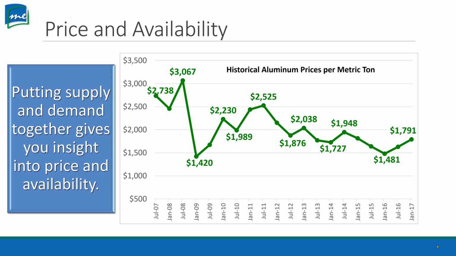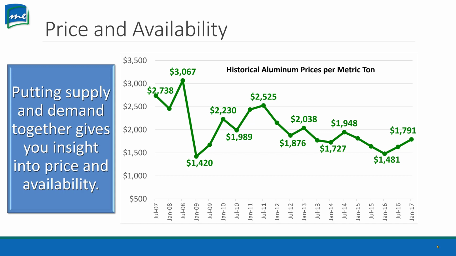So you can see the price over time here. We have, let's say, July and January from 2007 all the way through 2017. You can see that the price of aluminum has jumped pretty much all over the place, and it looks like it's starting to get a little more steady as the chart goes on. The highest is $3,067 per metric ton. A metric ton is 2,200 pounds.